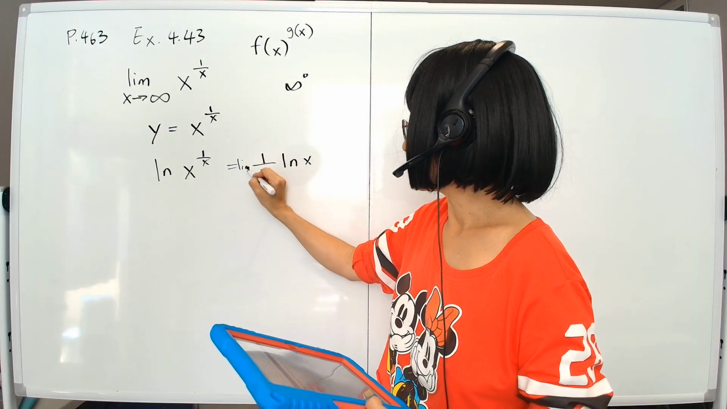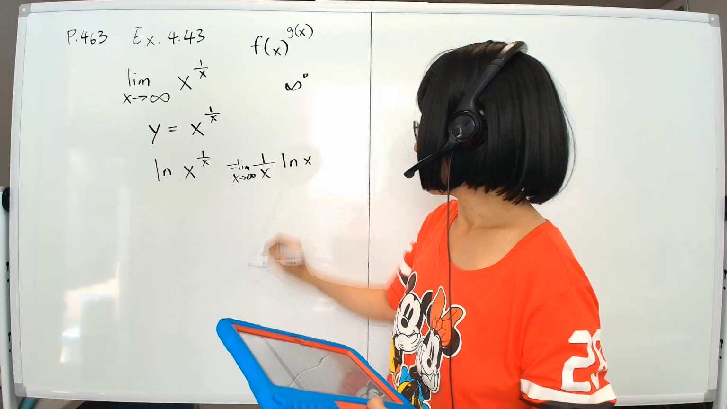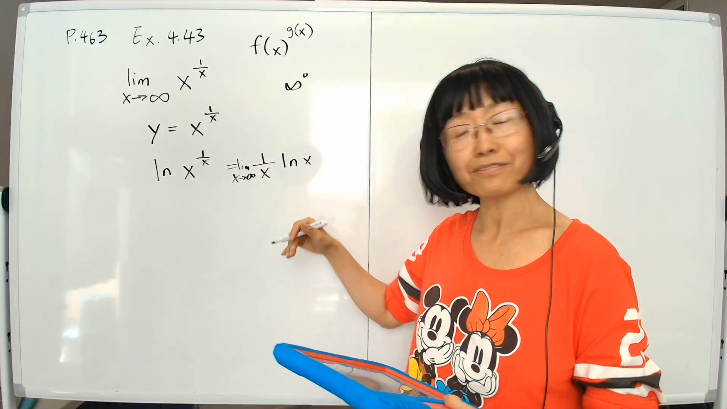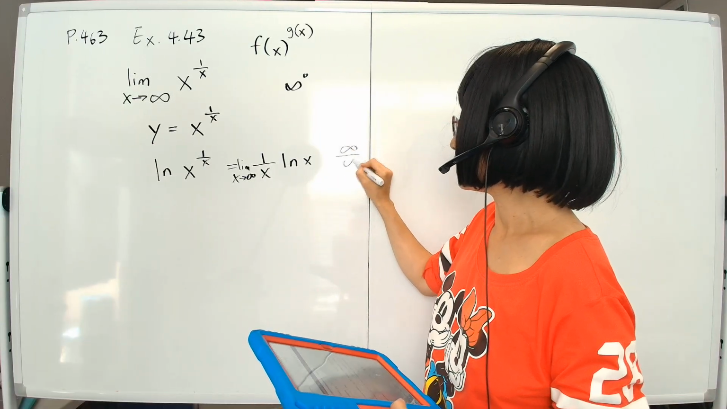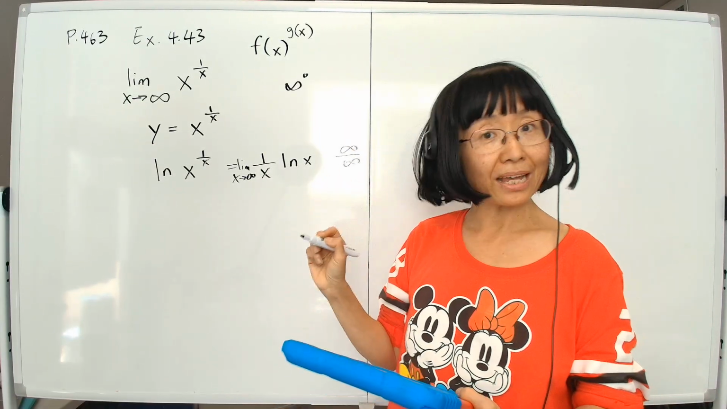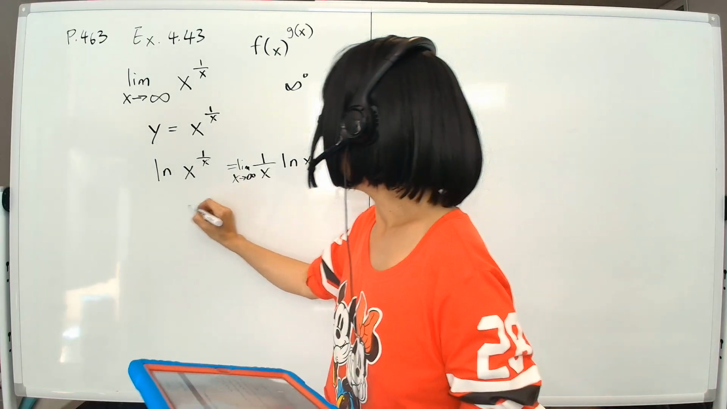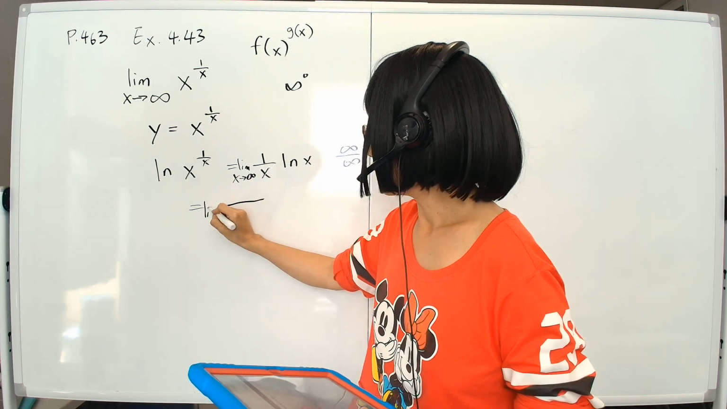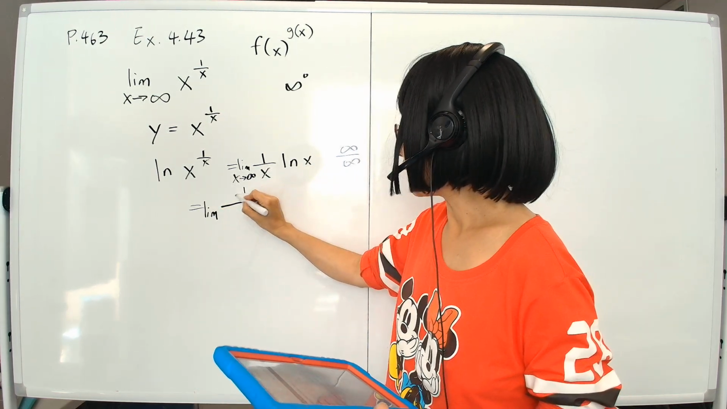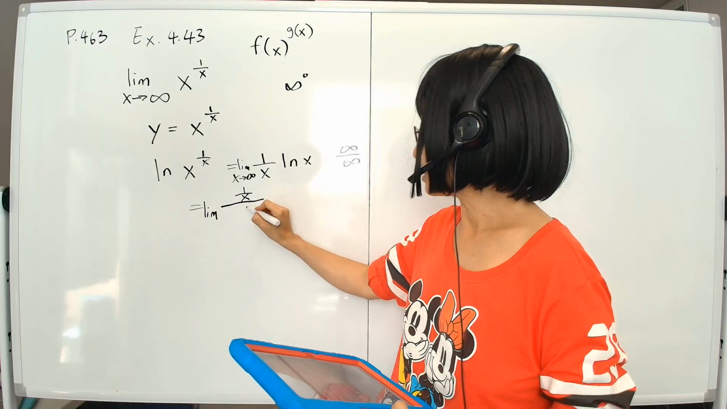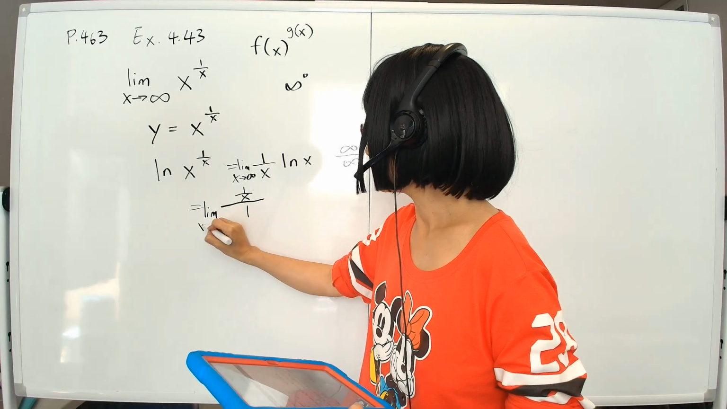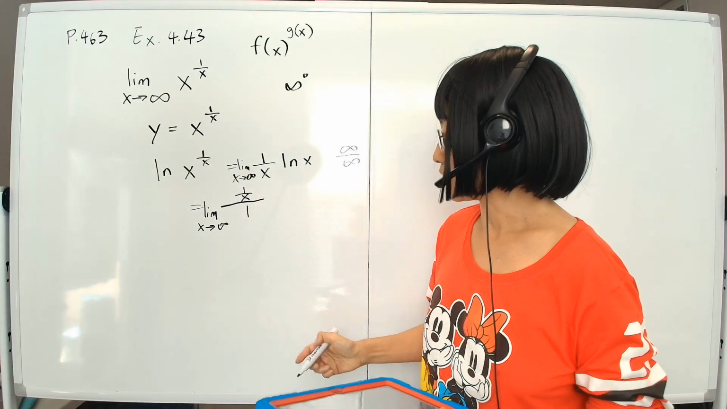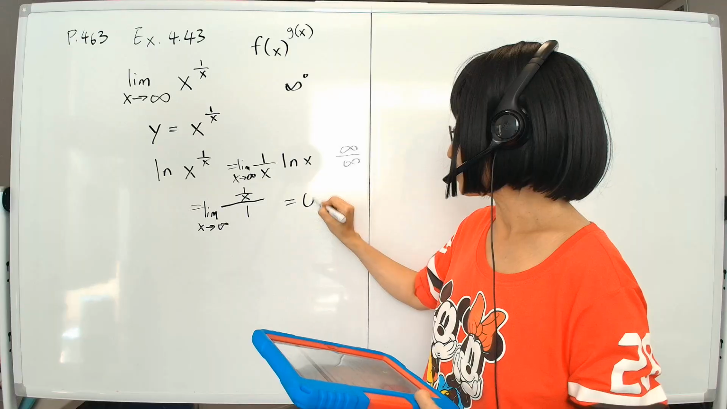I'll write down the limit here, as x goes to infinity. As x goes to infinity, the natural log of x goes to infinity, and we have a fraction. So we have the infinity over infinity situation here, which means we can apply L'Hopital's rule. So we still have the limit here, and the natural log of x becomes 1 over x, taking the derivative, and the bottom is just 1, as x goes to infinity. What is that? That would be 0. All right, so far so good.